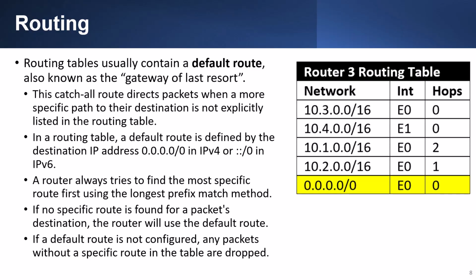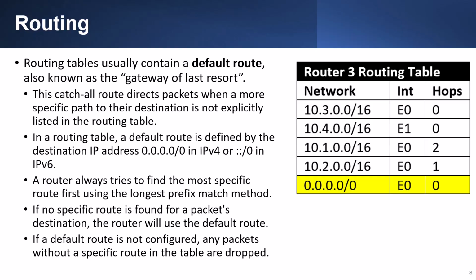Routing tables usually contain a default route, also known as the gateway of last resort. This catch-all route directs packets when a more specific path to the destination is not explicitly listed in the routing table. In a routing table, a default route is defined by the destination IP address 0.0.0.0/0 in IP version 4, or ::/0 in IP version 6.